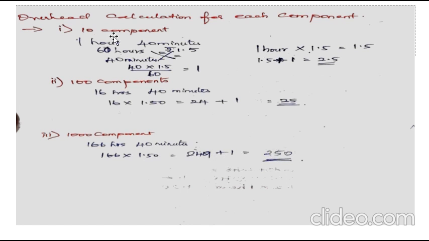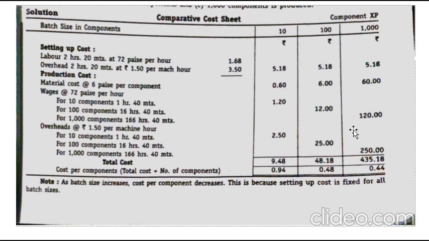So these are the overhead rates. For 10 components it is 2.5. For 100 components it is 25. For 1000 components it is 250. That is what is considered in your cost sheet: 2.5, 25 and 250. So this is all your overheads.